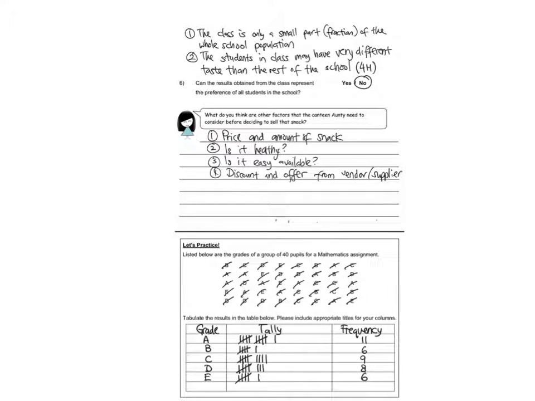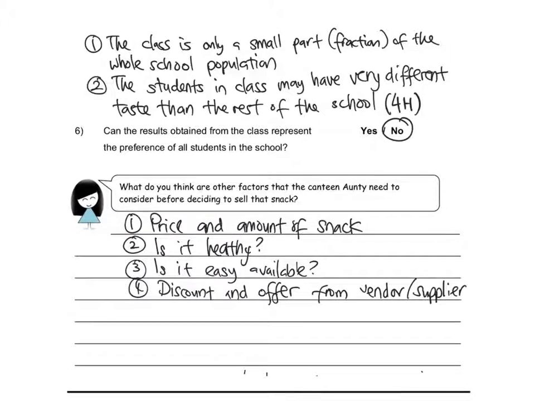Next question: can this result be used to represent the school's preference? The answer is no, because first of all, our class size is much smaller than the whole school, a very small fraction of the school population. It's not very representative. Furthermore, our students may have a very different taste from the rest of the school, like P1 students or P4, P6 students. Every year the students change.